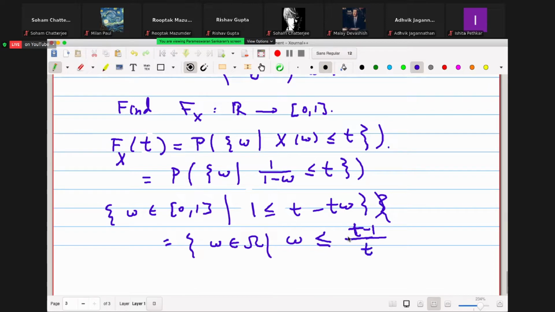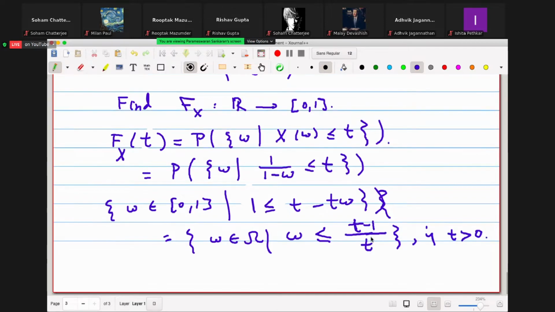If t is positive, the inequality is preserved. So you have to pay attention to this. If t is greater than 0, okay, all right. What if t is less than 0? You have to wonder about that. So if t is less than 0, t omega is less than t minus 1.